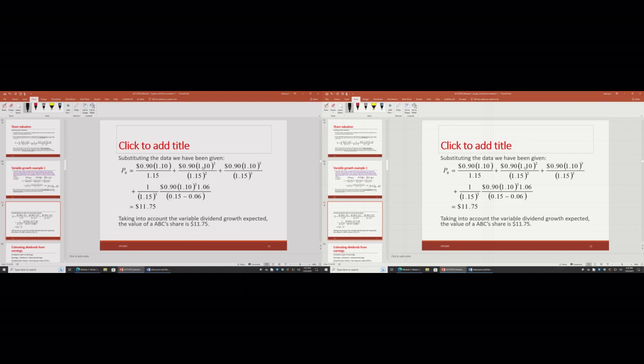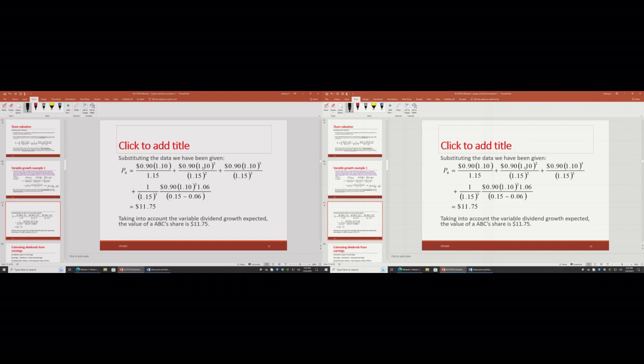Right? So did you get the same number? 11.75. So D0 is $0.9. That's the dividend just paid. In the past, the first stage grows 10%, and the second stage grows 6%.